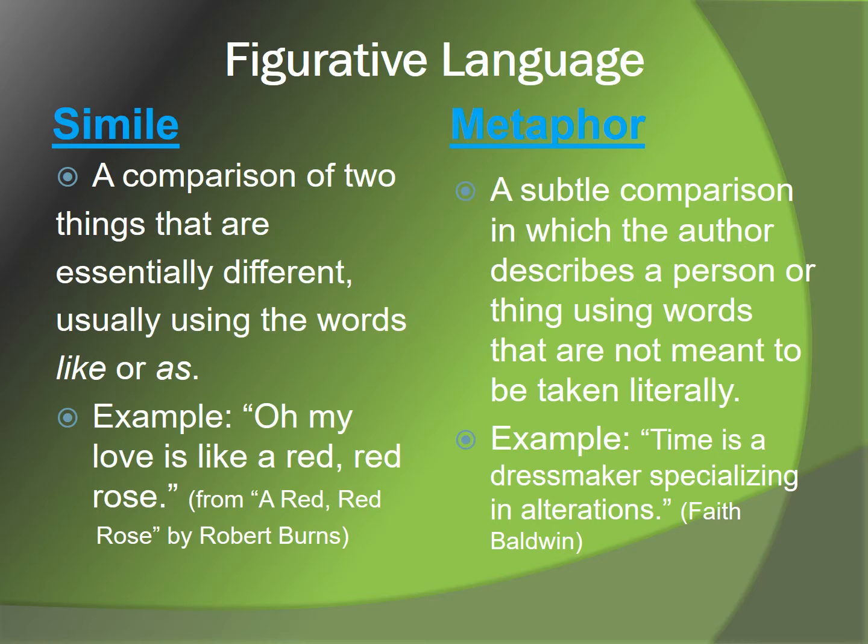Here is the metaphor. The metaphor is a subtle comparison in which the author describes a person or thing using words that are not meant to be taken literally. Look here at the example: Time is a dressmaker specializing in alterations. Here we compare two things. We compare time to a dressmaker, but we didn't use as or like. This is the difference between simile and metaphor.